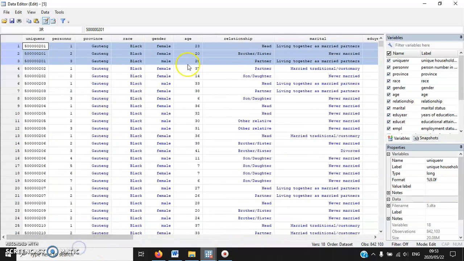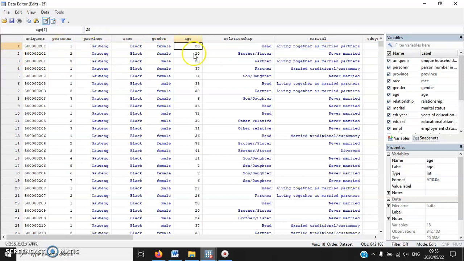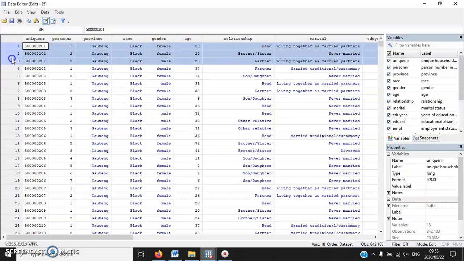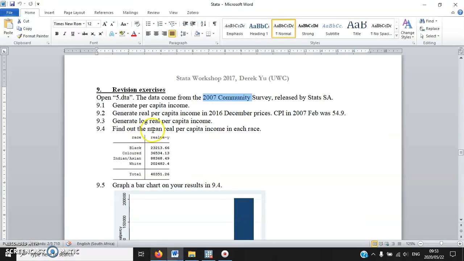And you can even identify the first person is the household head. Usually for the household heads, Stats SA would allocate a person number of 1 to the household head. And then you can see the age is quite a youngster, actually 23 years old. Okay. So I think we can move on to do the actual revision exercise. It is actually a very long revision exercise, testing all the knowledge you learned from the last 2 days.